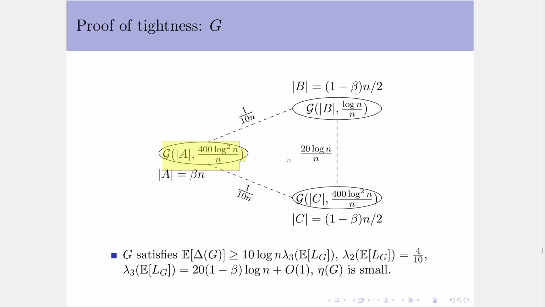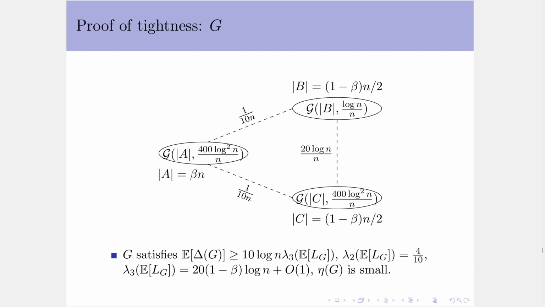And what else can we see from this graph? We can see that lambda 2 of the expected value of the Laplacian is going to be 4 over 10. For specific details of these calculations, please refer to the main paper. And we can show that lambda 3 is of the order of constant times log n. And this implies that this family of graphs satisfies the well clustering assumption with very high probability, or in expectation.